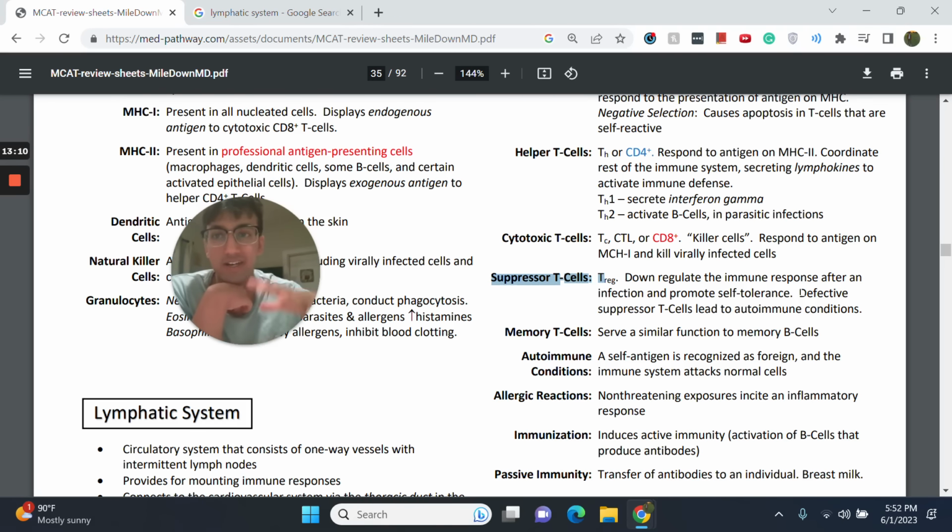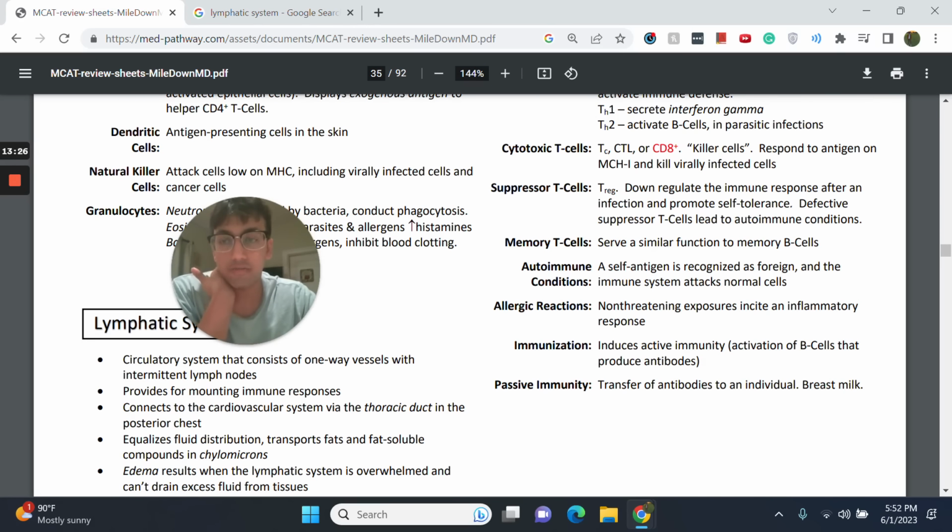You don't want to be in this hyper state of killing things all the time. So suppressor T cells, or regulatory T cells, promote self-tolerance. And if they're defective, then you can get some autoimmune conditions. Memory T cells do something very similar to what memory B cells do.